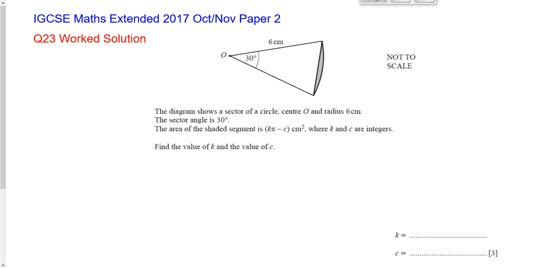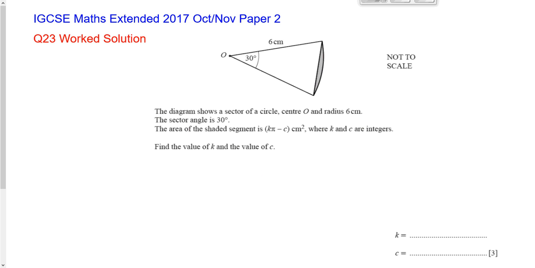Okay, so we have a sector of a circle here, and if I'm reading correctly, the diagram shows a sector of a circle with centre O, or the origin, with a radius of 6 centimetres. The sector angle is 30 degrees. The area of the shaded region, so this area here, is k times pi minus c centimetres squared, where k and c are integers, aka whole numbers. Find the value of k and the value of c.